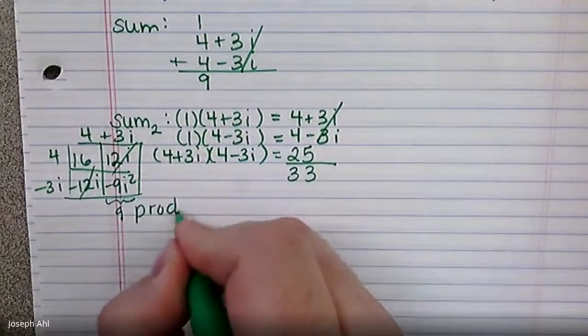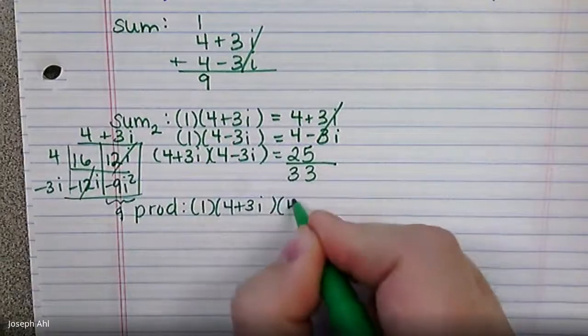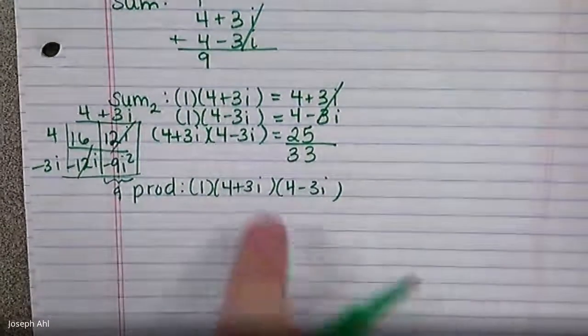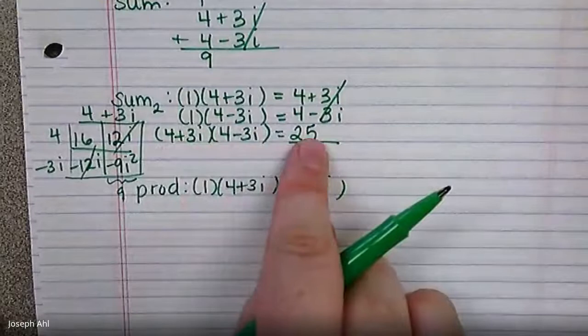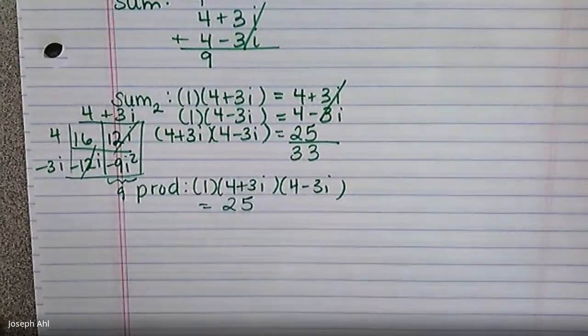And then finally, the product is all three of them at once, which is not a lot of effort at all, considering we know that this product is already 25. So 25 times 1 is 25.